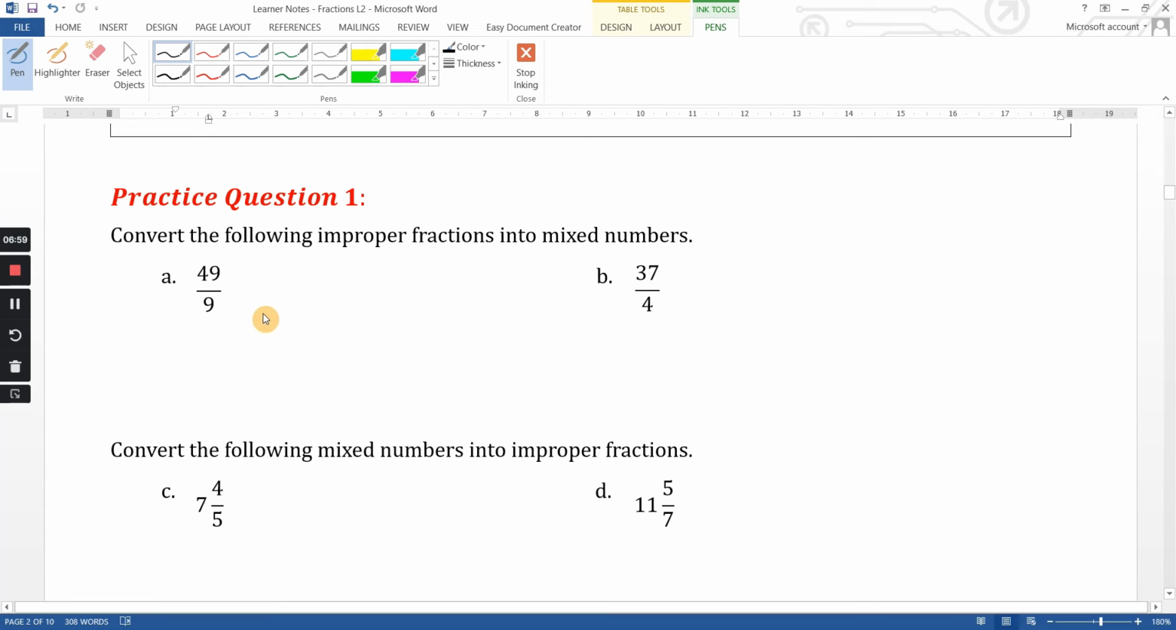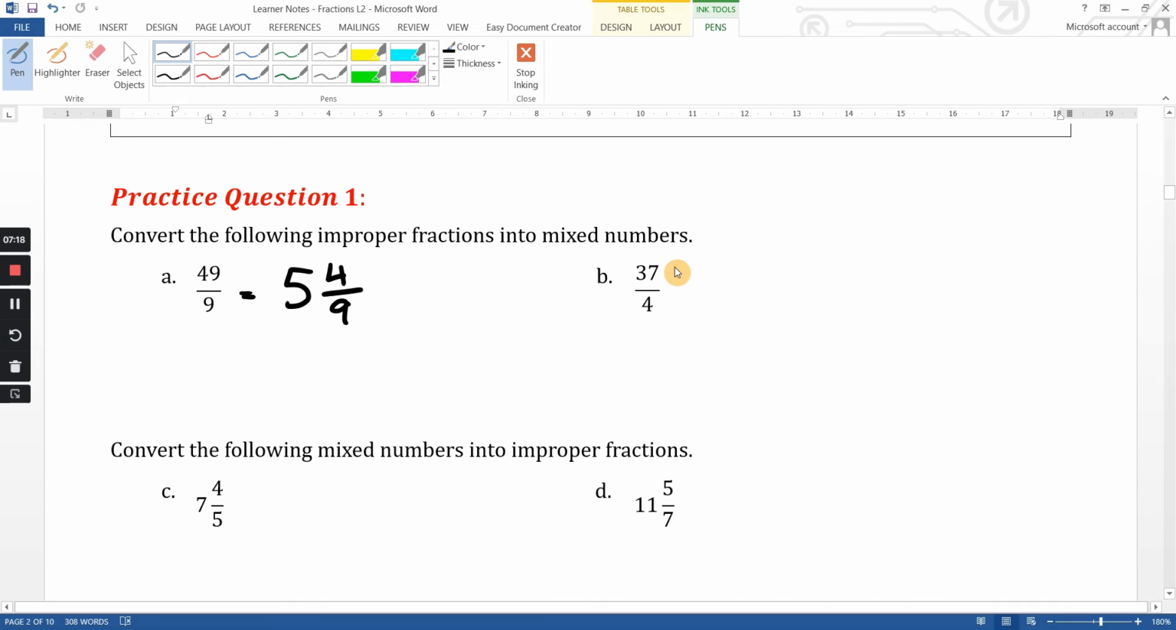So convert the following improper fractions into mixed numbers. Let's change this to a mixed number. So how many 9s go into 49? That's going to be 5, because 5 9s are 45. Remainder 4, and my denominator is going to be 9.